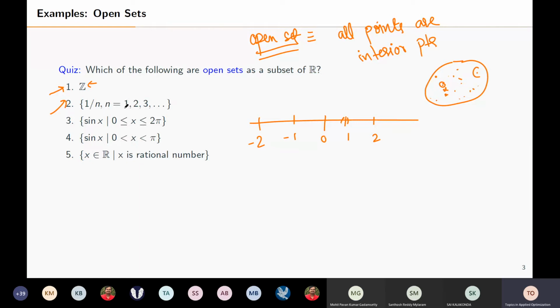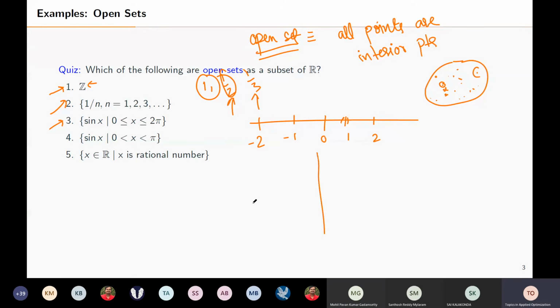It's not open, because there are some discrete points already we can see, like 1 by 2 and 1 by 3. So it's not possible to create a ball around these points and keep it inside. So that was similar. What about sine x, with x going from 0 to 2 pi?